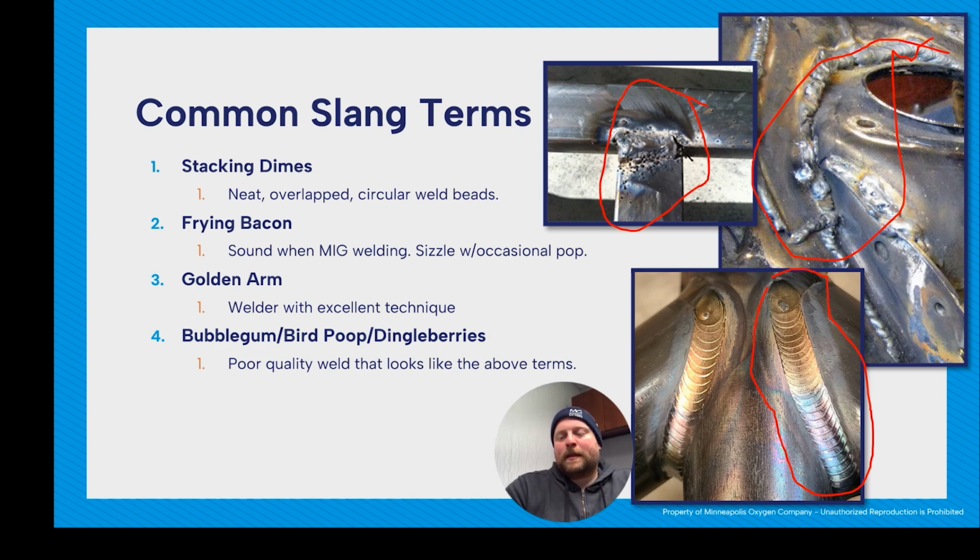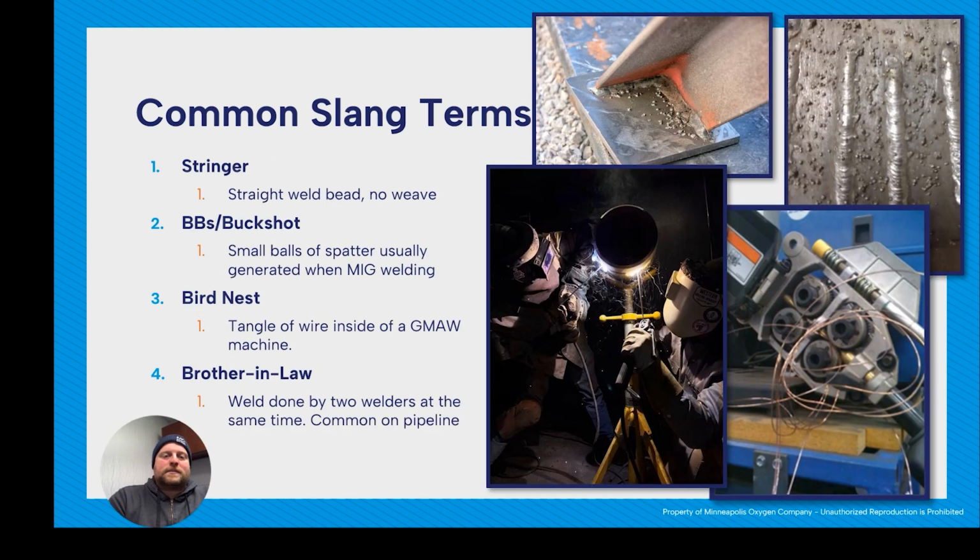But all right, more slang terms. Stringer, that's a straight weld bead, no weave. So right up in this photo, these are stringers. So very little side to side motion.